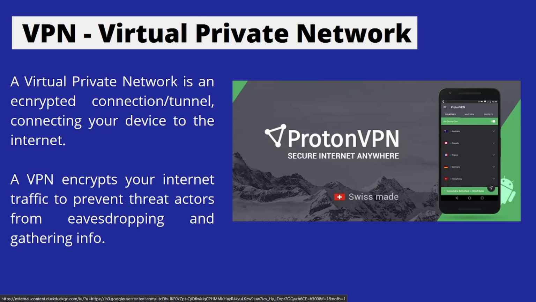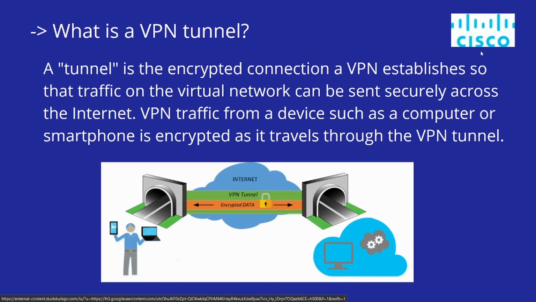A virtual private network is an encrypted connection or tunnel connecting your device to the internet. A VPN encrypts your internet traffic to prevent threat actors from eavesdropping and gathering information from the network. Now, what is a VPN tunnel? A tunnel is the encrypted connection a VPN establishes between your device and the secure server, so that the traffic on the virtual network can be sent securely across the internet. VPN traffic from a device such as a computer or smartphone is encrypted as it travels through the VPN tunnel.